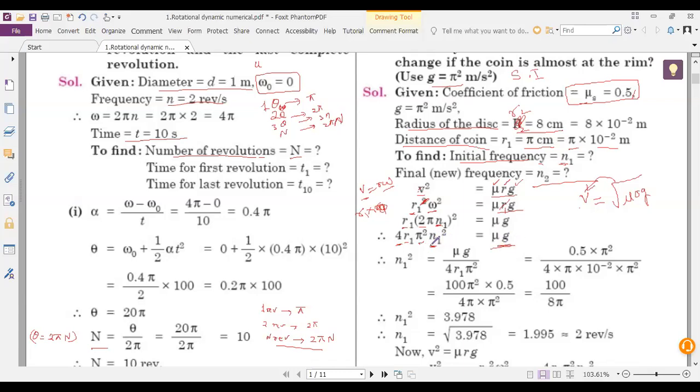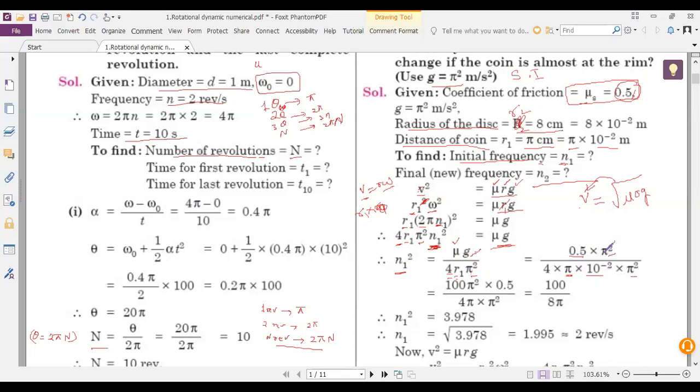What do we have to find? N1. So except for N1, take all of 4R1π² to the right-hand side. What we are getting is N1² is equal to μg over 4R1π². Now we have the value of μ. What is the value of μ? This is 0.5. We are putting 0.5 here. We know the value of g. g is π². 4 is as it is. R1 we have the value, π × 10^-2, and π² is as it is.